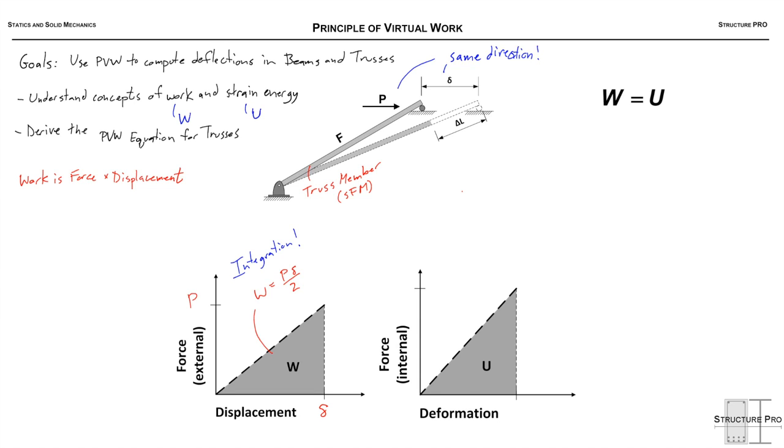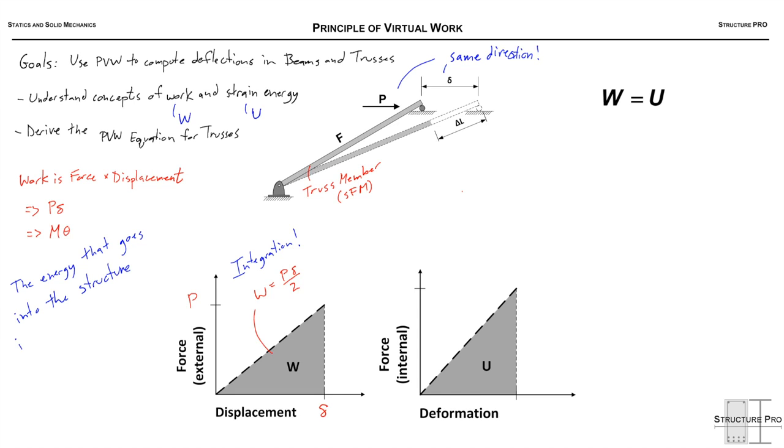The formula looks different if you're applying a moment to create an angle change. So generally the work expression is P times delta, but it could be M times some angle, theta. The important thing to remember is that a point load tries to displace a structure in X or Y, and a moment at a location tries to create an angle change.